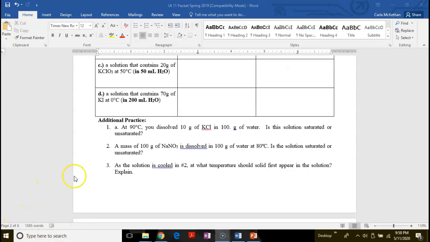All right, so number 2 says a mass of 100 grams of sodium nitrate is dissolved in 100 grams of water. At 80 degrees, is the solution saturated or unsaturated?